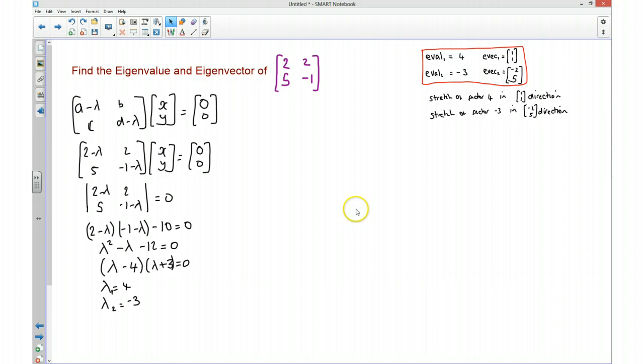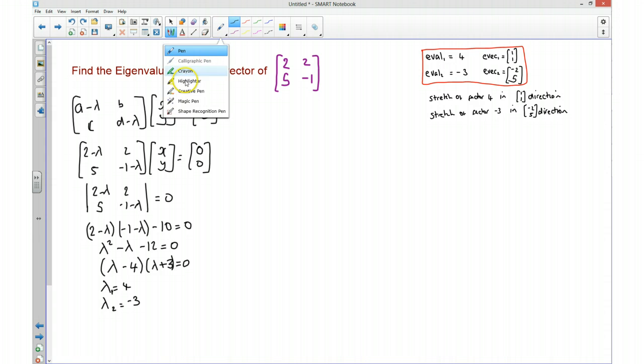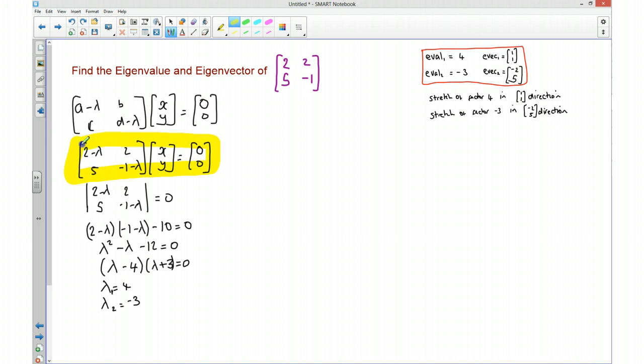Right, okay, so what you should have spotted is that our eigenvalues 4 and negative 3 match with the stretch factors that we found earlier on. Our next task is to find the corresponding eigenvectors. In order to do this, we're going to use this equation, the one that we were trying to solve in the first place.